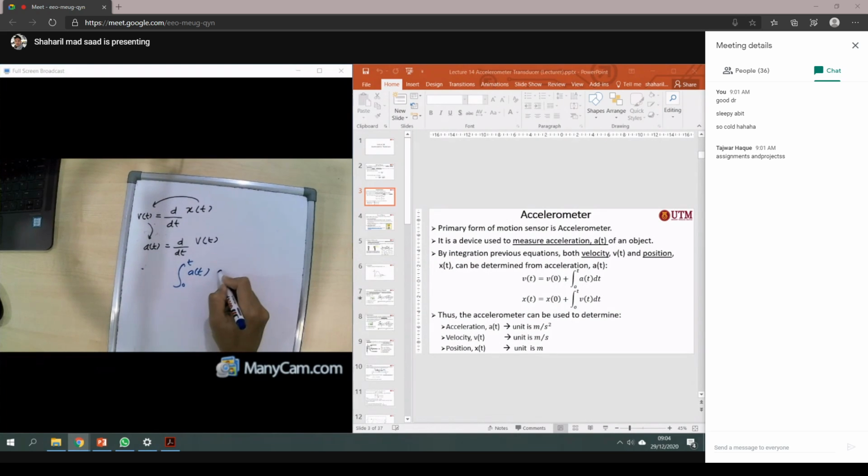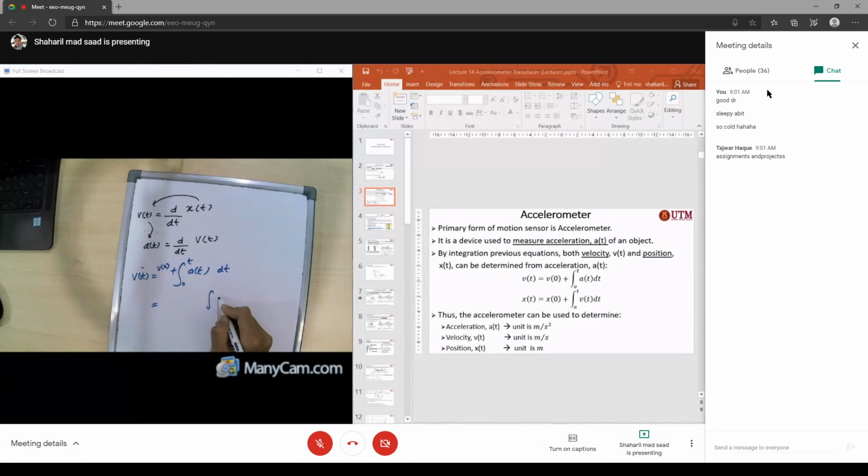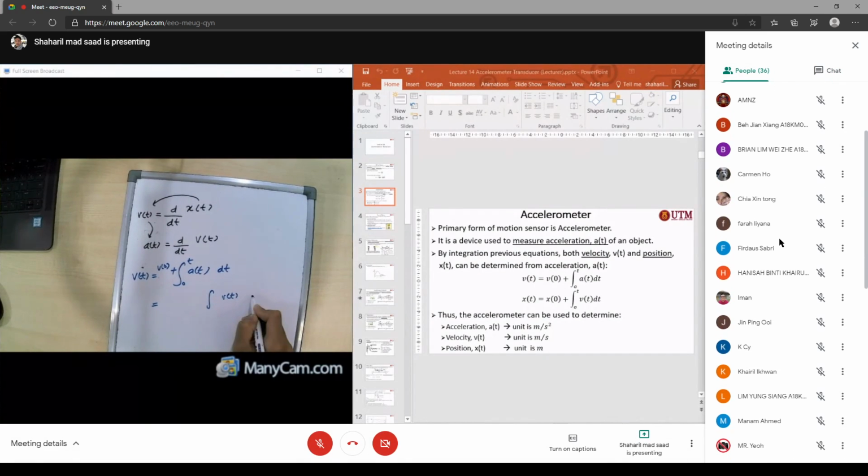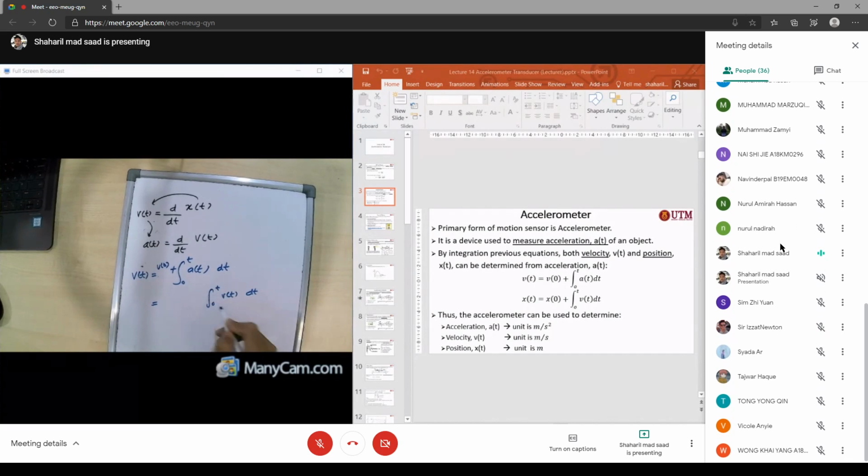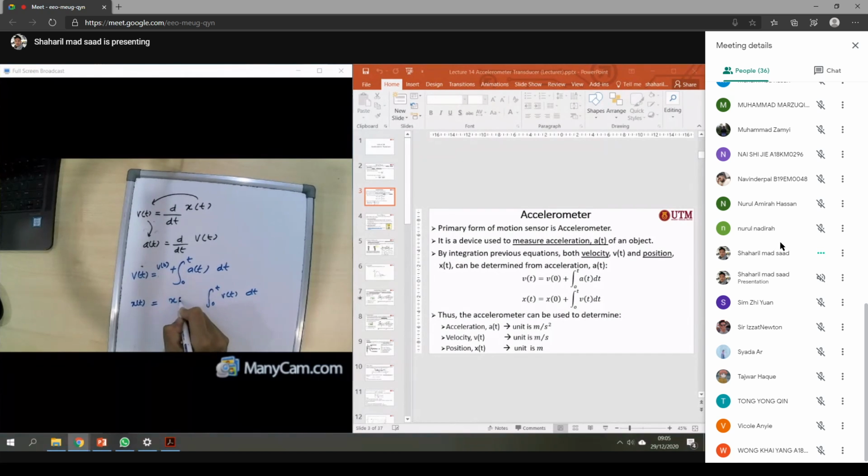Now we can integrate this one, and then we get the velocity. Of course this has one constant, and normally the constant will be equal to 0. Plus this one, and from the velocity we can integrate again in order to get the displacement. So this is the concept.